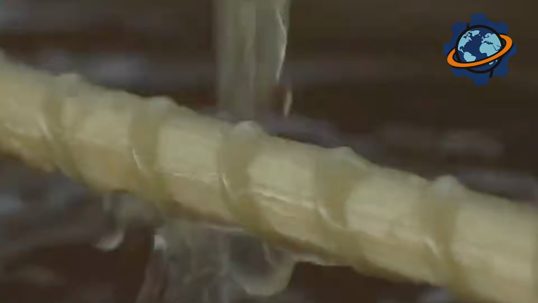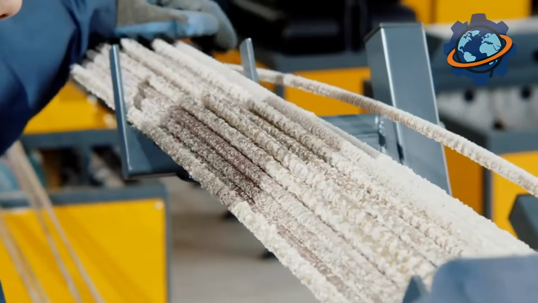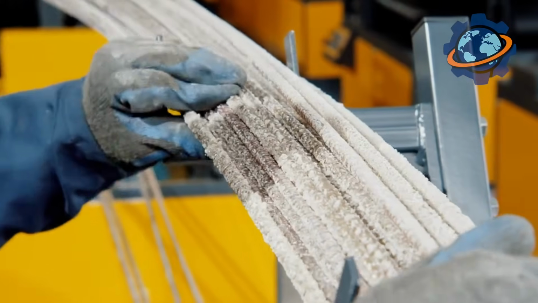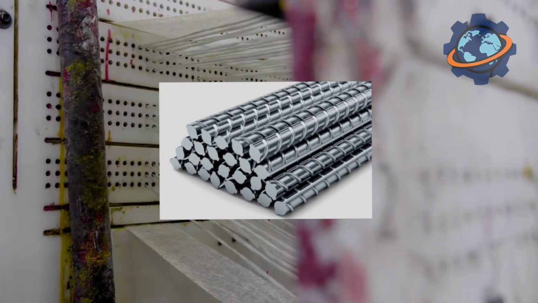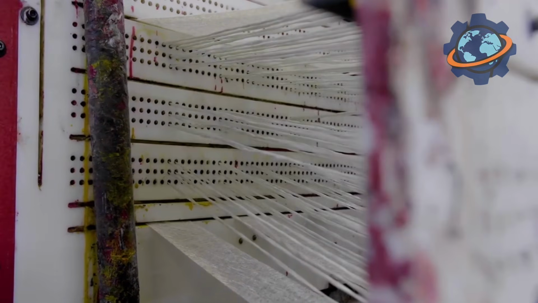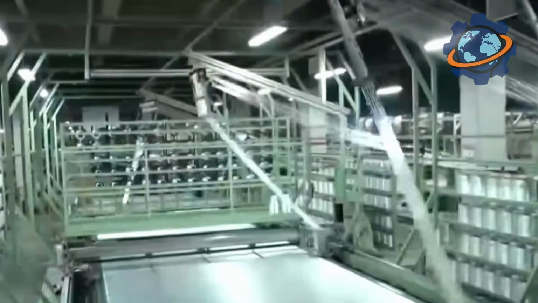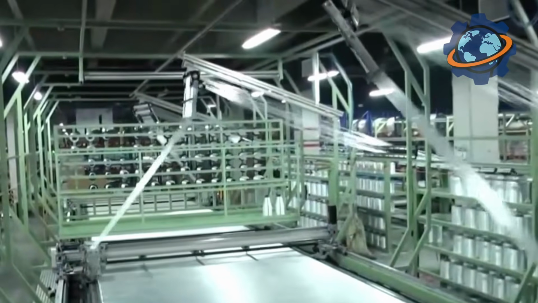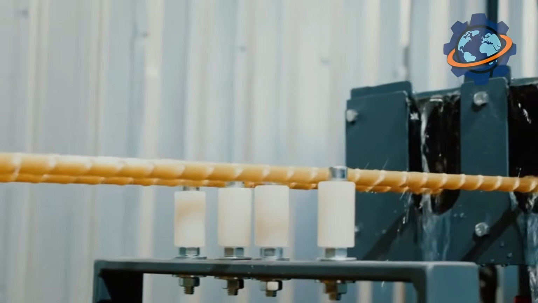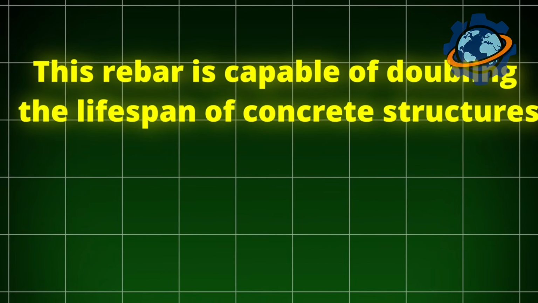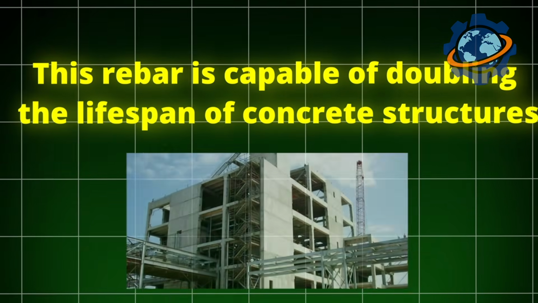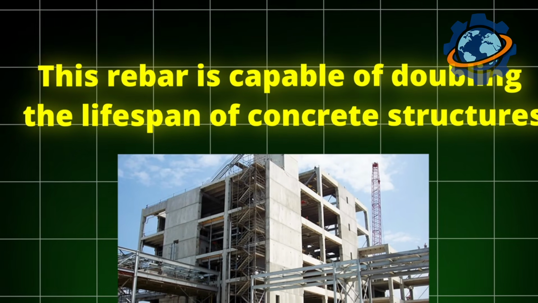Every year, thousands of tons of fiberglass rebar are produced worldwide, a material that's throwing down the gauntlet to steel. Imagine hundreds of spools of fiberglass, thinner than a human hair, merging into a single river, passing through sticky resin baths, red-hot dyes, and scorching ovens to be born as a rod that's 4 times lighter than steel, twice as strong, and completely immune to rust. This rebar is capable of doubling the lifespan of concrete structures and changing cities forever.